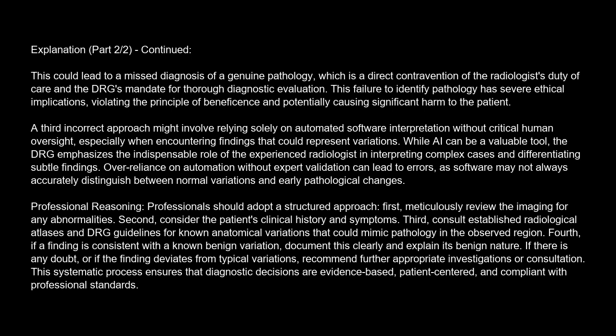First, meticulously review the imaging for any abnormalities. Second, consider the patient's clinical history and symptoms. Third, consult established radiological atlases and DRG guidelines for known anatomical variations that could mimic pathology in the observed region. Fourth, if a finding is consistent with a known benign variation, document this clearly and explain its benign nature.